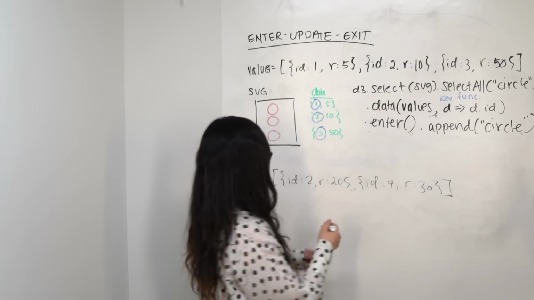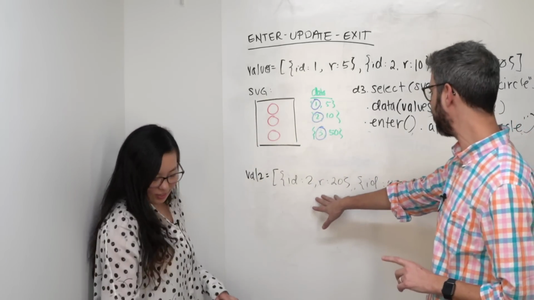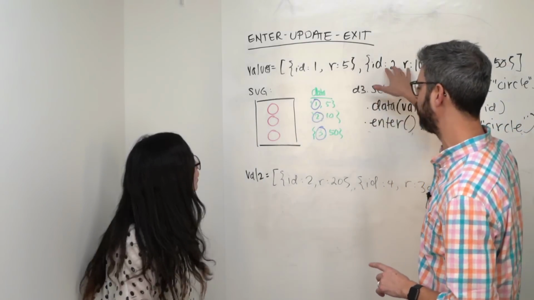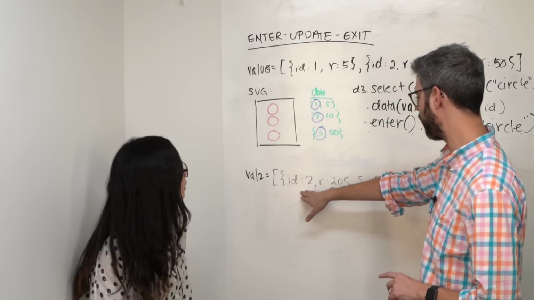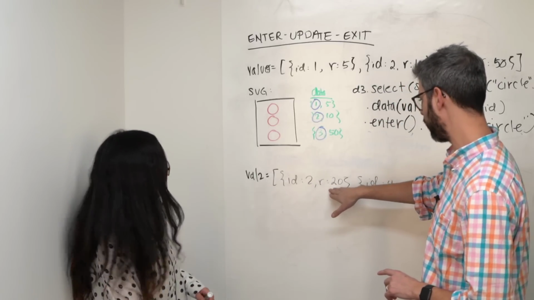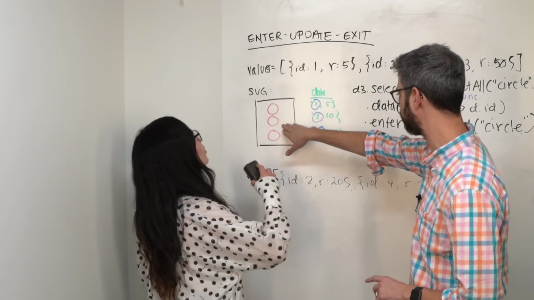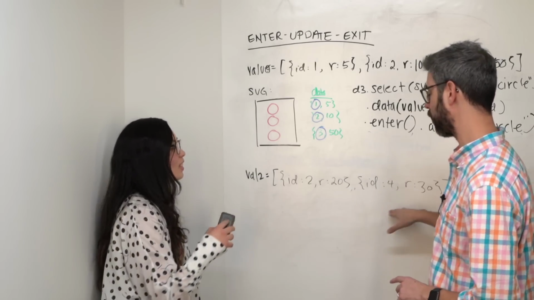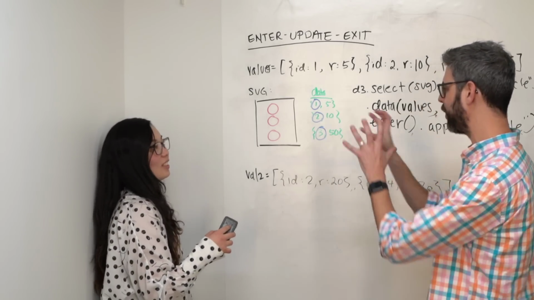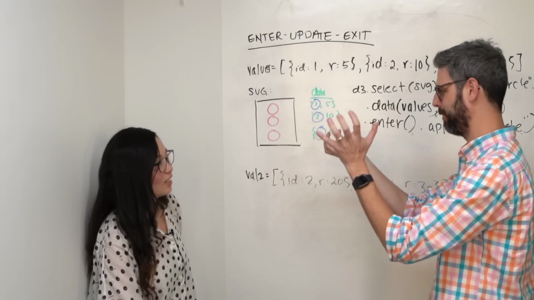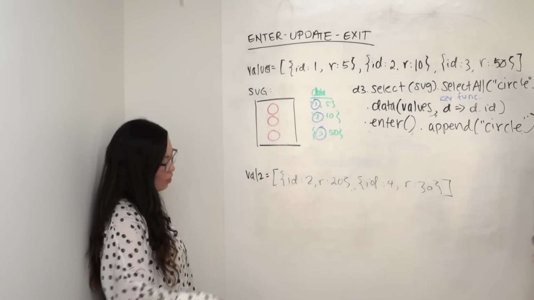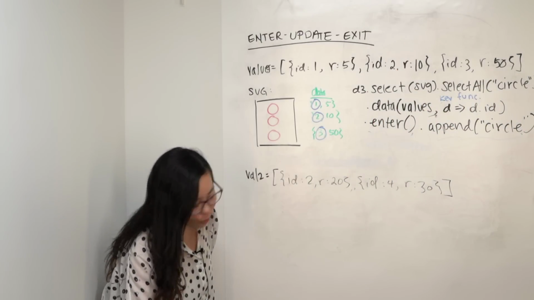So just to understand that for a second, the idea here is that if these are all tied to circles, this is now a new value for an existing circle, and this is now a new circle. Because the idea is the key for each piece of data. Yes, exactly. So let's go through that together.